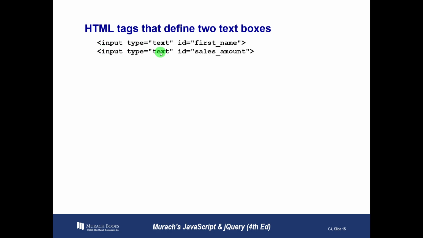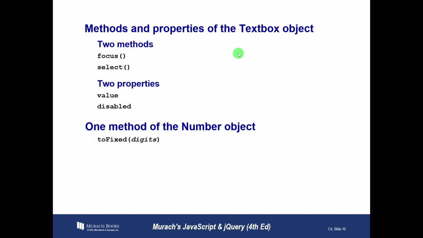Here's another text box, input type equals text, and this one has an ID of sales amount. So let's take a look at some of the methods and properties that we can use on a text box, and then we'll actually see some examples of using some of these. There's the focus method. If I call the name of the text box and say dot focus, it will move the cursor into that text box. If I use the name of the text box and say dot select, it'll highlight all the text in the text box.